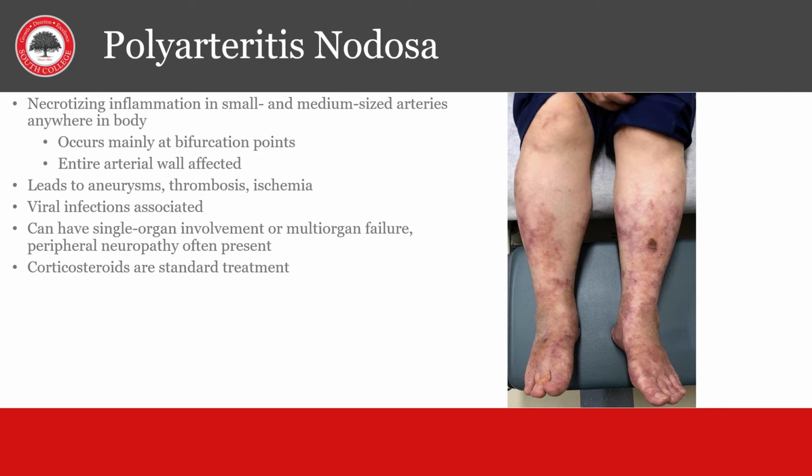Polyarteritis nodosa occurs in small and medium-sized arteries. It may be associated with viral infections. Again, steroids are the treatment. The legs are frequently involved and have color changes like these.